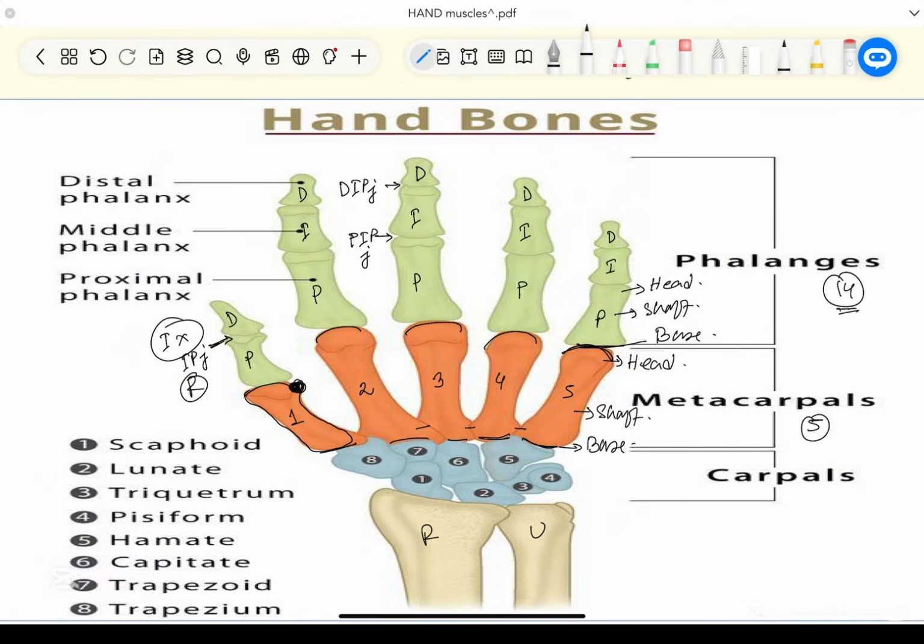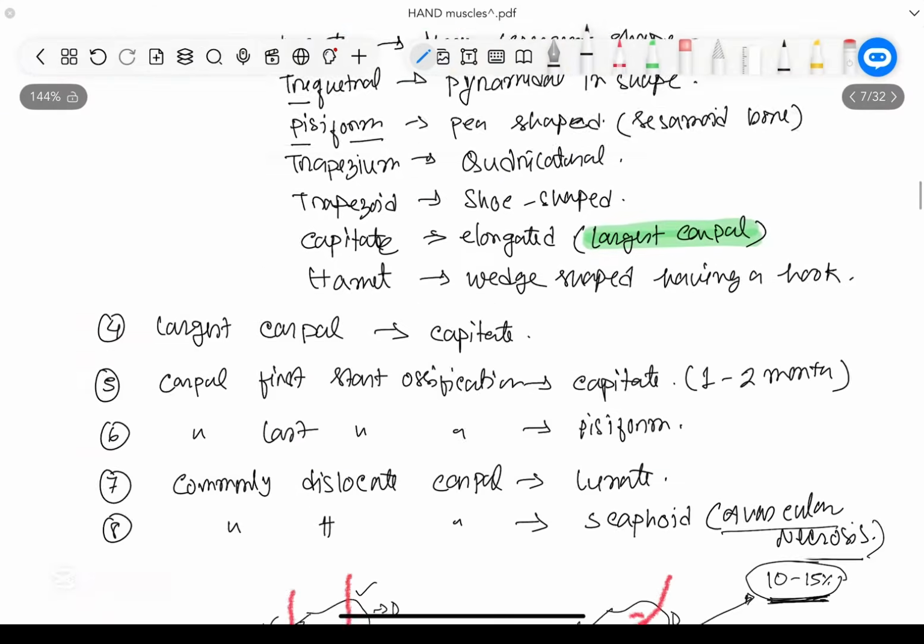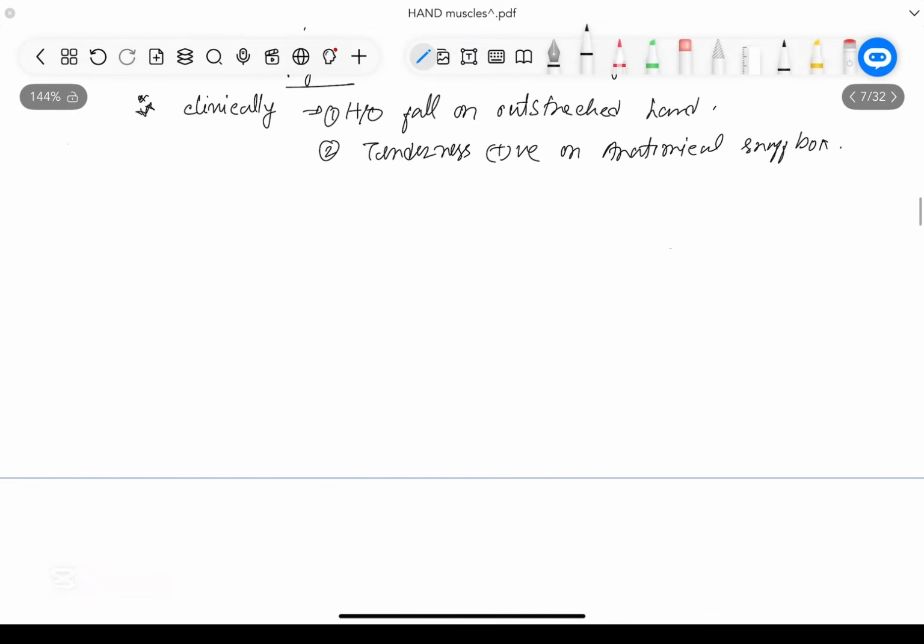Now if we want to know in a more organized way, some of the peculiar features related to the first metacarpal and ossification, so let's learn. Related to the metacarpal, we have to remember the metacarpals are miniature, or we can say short long bones.